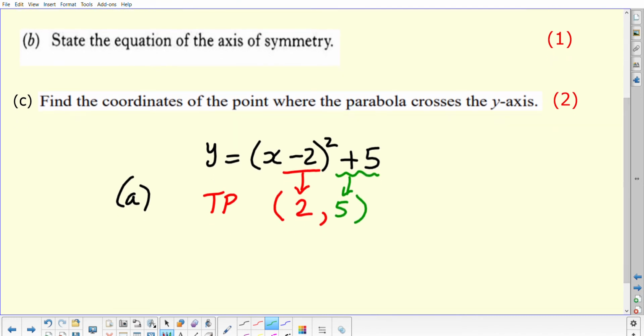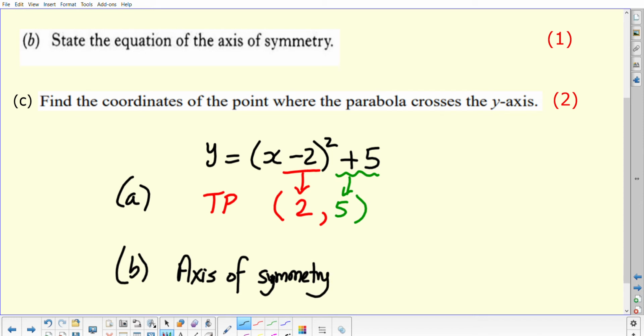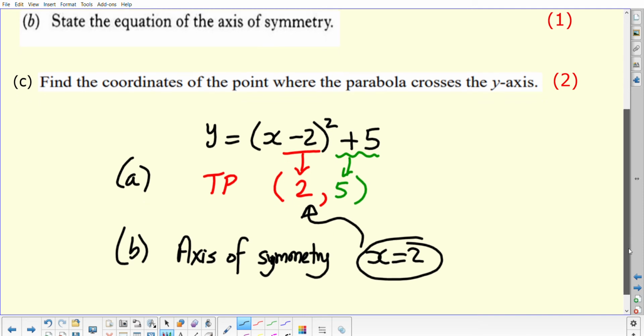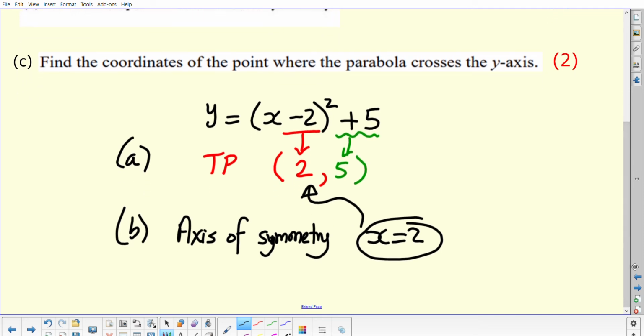So that's part A. Part B, what do we know? We are asked to state the equation of the axis of symmetry. So the axis of symmetry is a straight line, and that straight line always goes through the turning point, and it's always the same thing as the x coordinate of your turning point, but you need to write it as x equals. So the axis of symmetry here would have equation x equals 2. If you just write down 2, you won't get the mark. You need to have written down x equals.